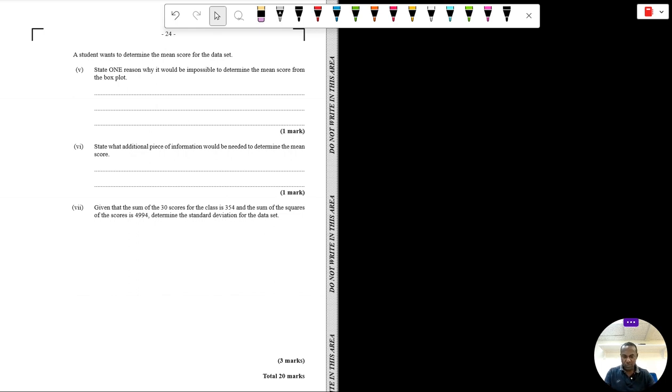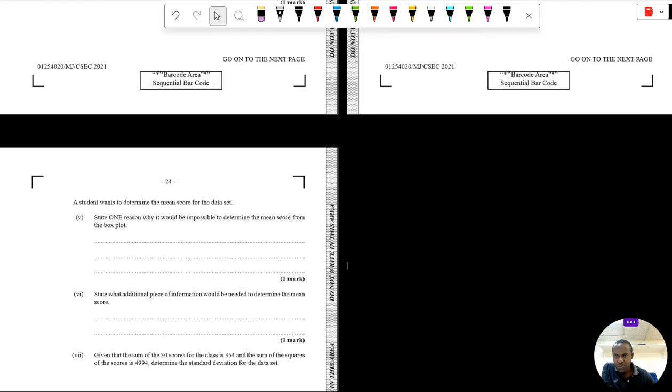The next part of the question says we're supposed to state one reason why it would be impossible to determine the mean score from the box plot. The box plot simply does not give us enough information to determine the mean.